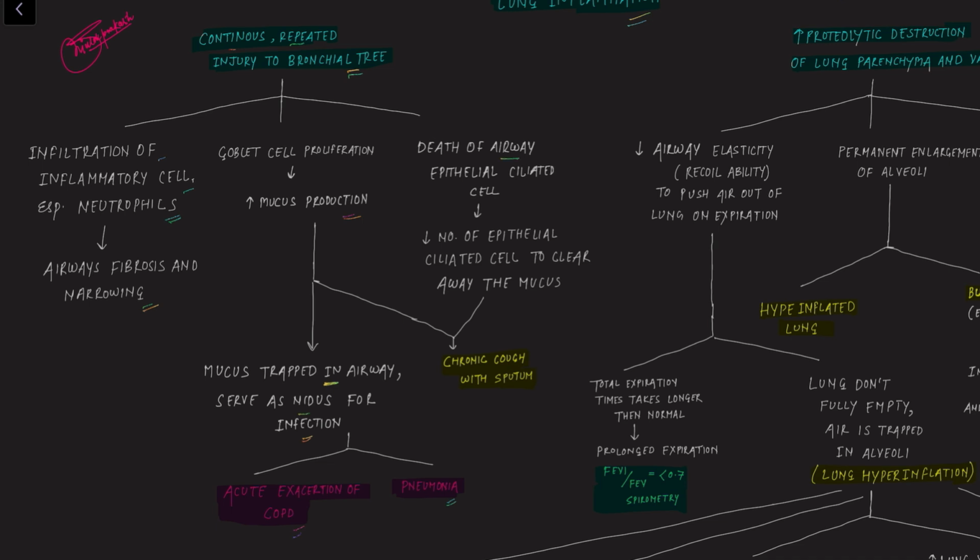Death of airway epithelial ciliated cells decreases the number of ciliated cells available to clear away the mucus, and here there is increased production of mucus. The patient presents with chronic cough with sputum.